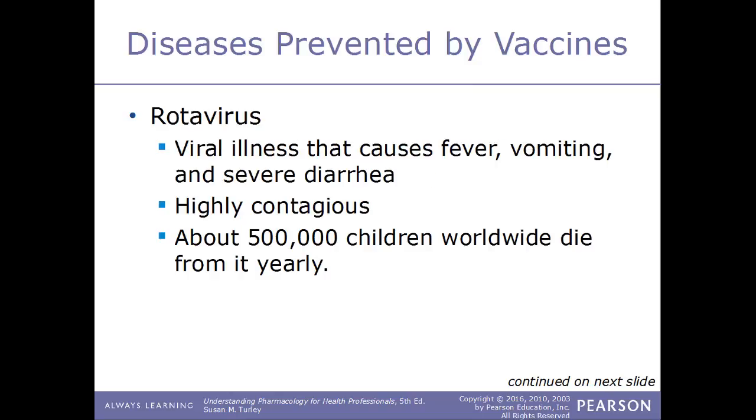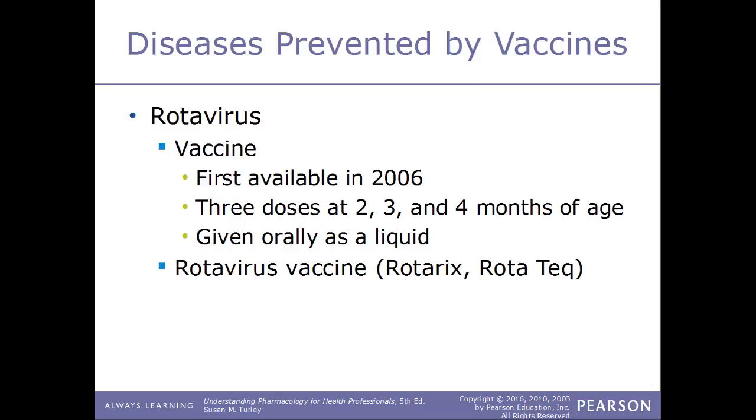Another disease is rotavirus. This is a viral illness that causes fever, vomiting, and severe diarrhea. And it's highly contagious. And about 500,000 children worldwide die from it yearly. And the vaccine for rotavirus was first available in 2006. And it's given as 3 doses at 2, 3, and 4 months of age. And this is given orally as a liquid. And the trade names that this vaccine could be found under are Rotarix and RotaTeq.